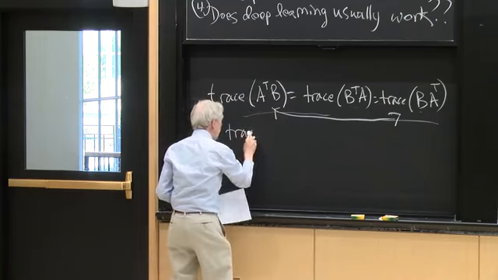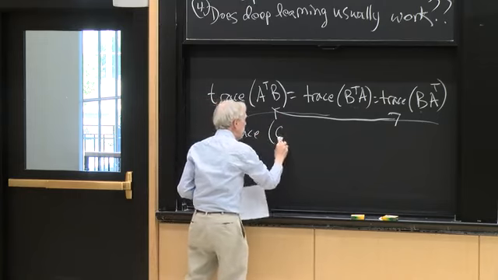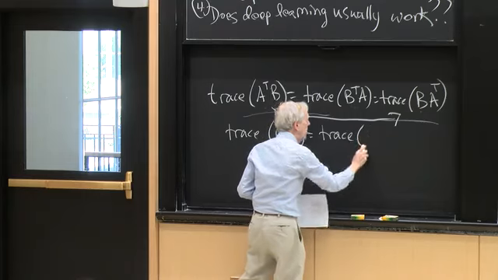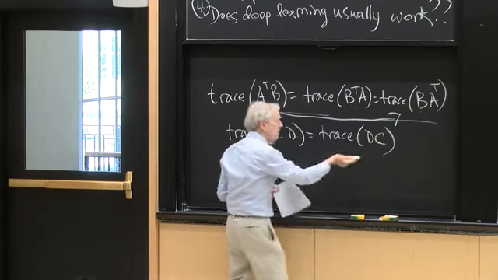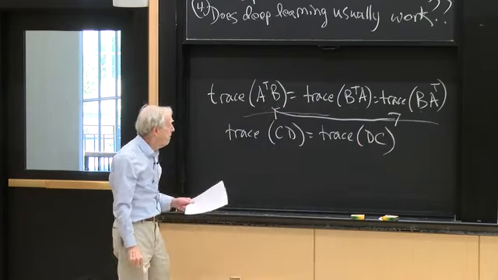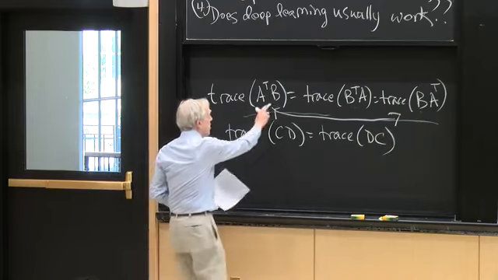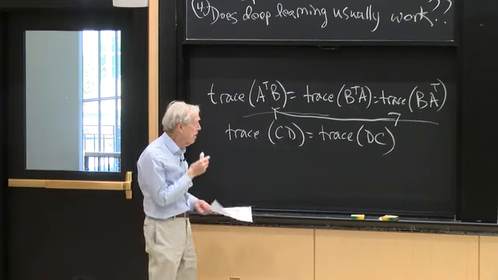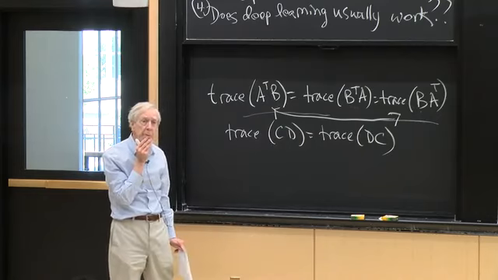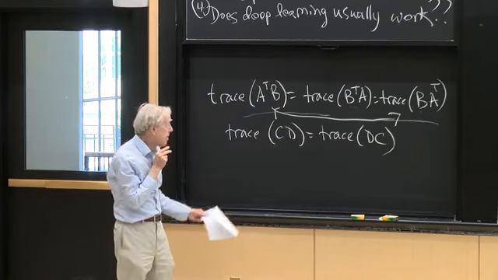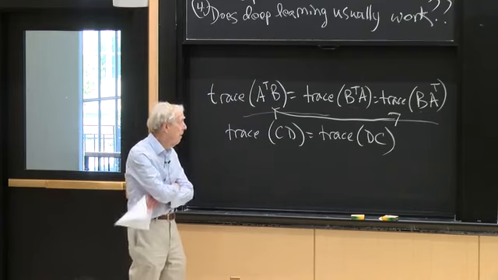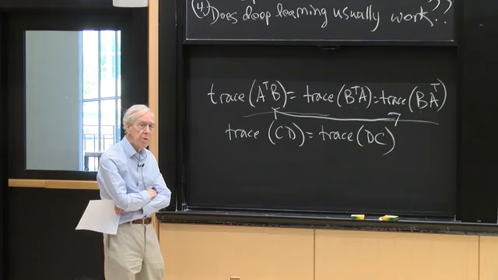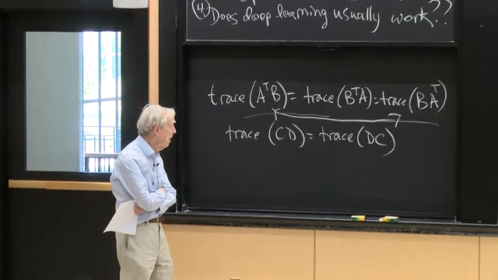So let me use different letters: the trace of CD equals the trace of DC. I can flip the order. That's all I've done here, is I've reversed B with A transpose. I reversed C with D. Okay, so why is that true? Well, how shall we see the truth of that fact?